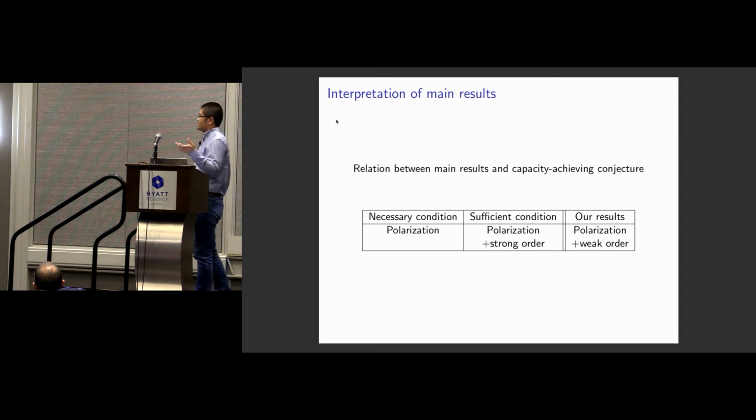So you know that you should indeed put the information in the bottom part, and that's exactly what Reed-Muller codes do. Okay, so this is a sufficient condition. So our result is in between. We indeed proved the polarization, but we didn't manage to prove the strong ordering. We proved something weaker. We only proved a part of this strong ordering. So that's what we get.